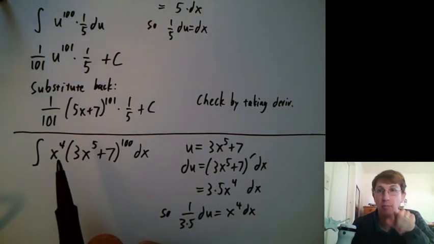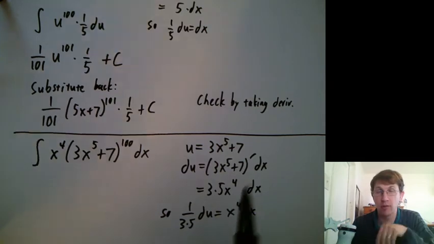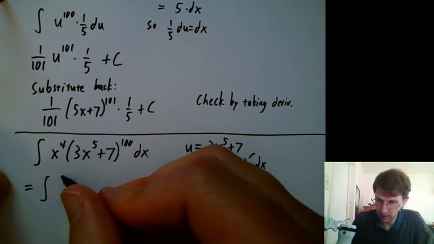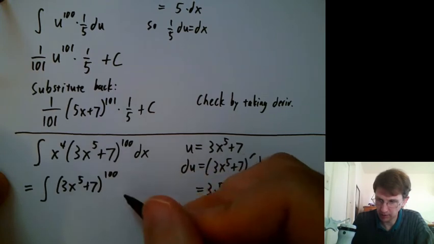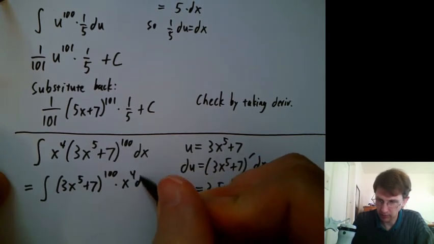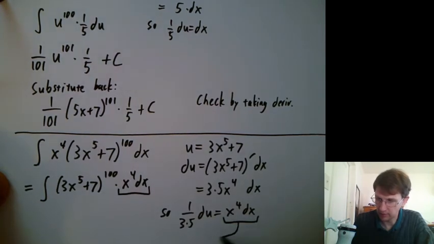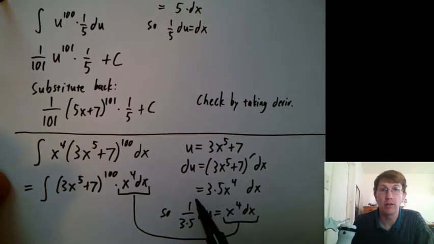And oh, look at that. I happen to have an x to the 4th just sitting there waiting to combine with the dx to give me 1 over 3 times 5 du. So if you want to, you don't have to, but you can rewrite this by putting that big thing first, times x to the 4th dx, and then you can say, oh, x to the 4th dx, where have I seen that recently? And so that makes it a little more obvious that you can just substitute out the x to the 4th dx for 1 over 3 times 5 du.